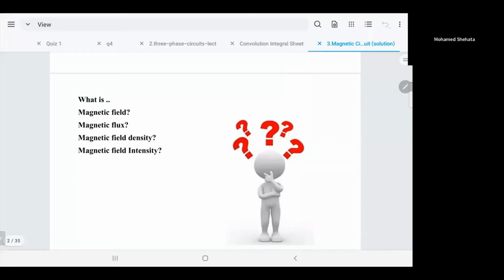So what is magnetic field? What is field? This field means in general electric, magnetic, any field. What does field mean? Does field exist? You can see the field, any field, its effect.